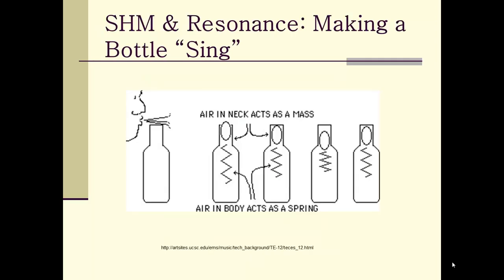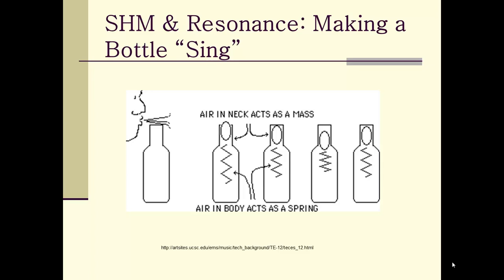Thinking back to simple harmonic motion, we can also look at it with resonance as we make a bottle sing. When air is blown over the bottle opening, the air in the neck of the bottle behaves as a mass on the end of a spring. So if you're looking at the diagram, the air in the neck of the bottle is actually what almost looks like an egg. So that elliptical area is meant to show the mass of air that's going to oscillate within that bottle. And the bottle itself, the body of the bottle, acts as the spring. So you have the bottle as the spring and the neck as the mass that is oscillating.